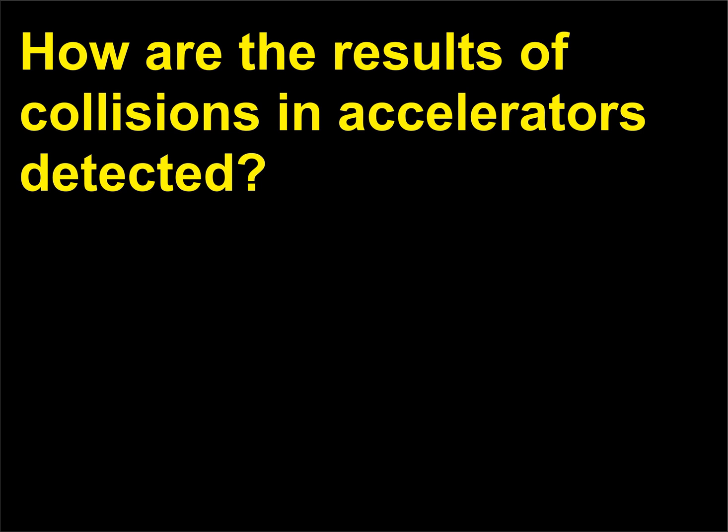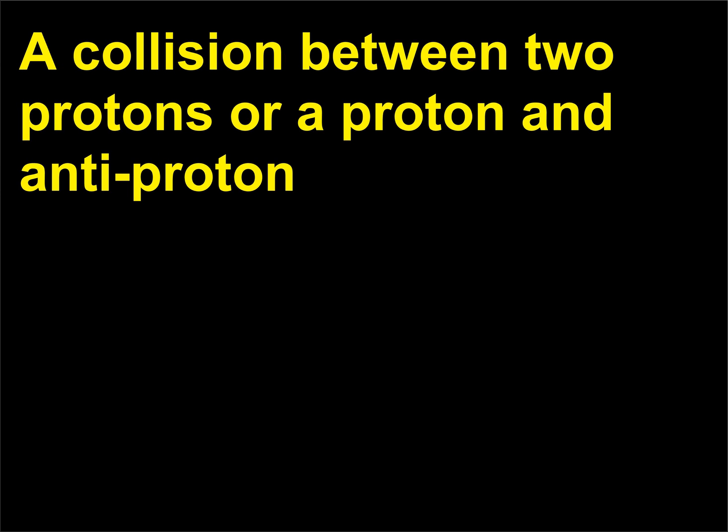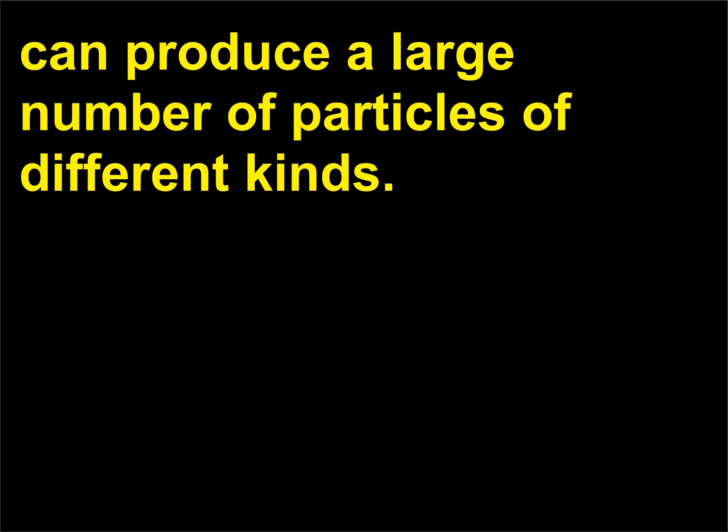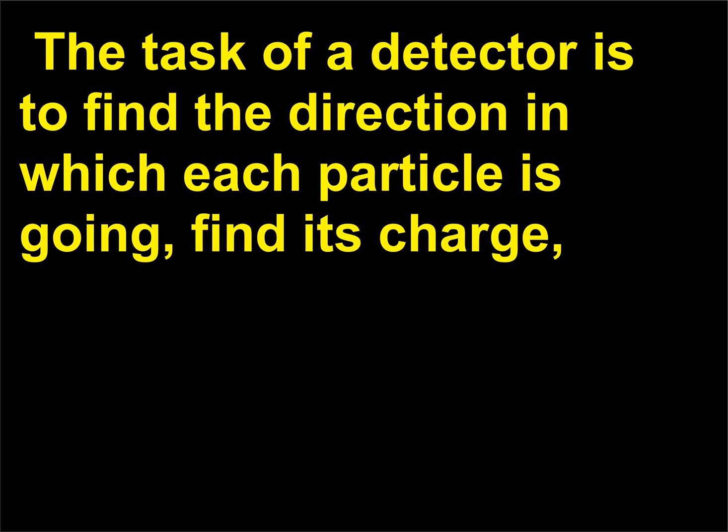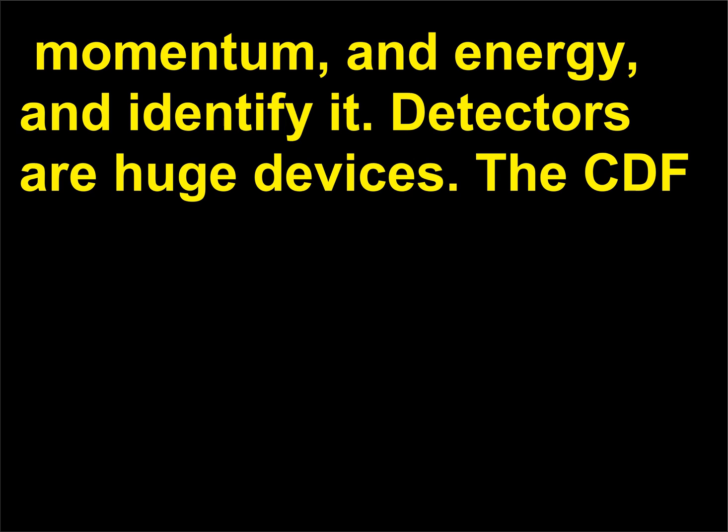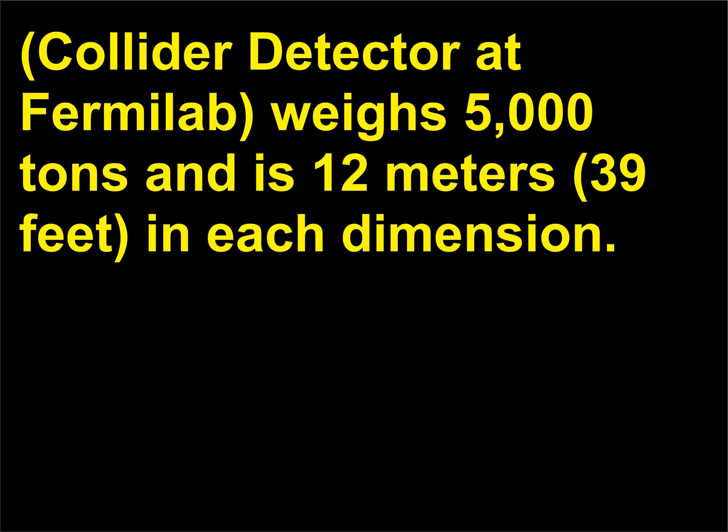How are the results of collisions in accelerators detected? A collision between two protons or a proton and antiproton can produce a large number of particles of different kinds. The task of a detector is to find the direction in which each particle is going, find its charge, momentum, and energy, and identify it. Detectors are huge devices. The CDF Collider Detector at Fermilab weighs 5,000 tons and is 12 meters, 39 feet, in each dimension.